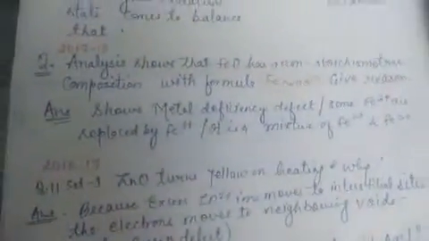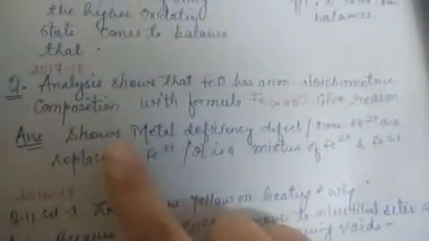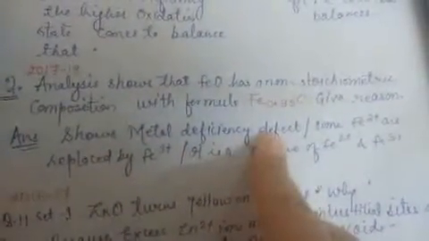In board exams few questions have been asked on this topic. One question was asked in 2017-18. Analysis shows that FeO has a non-stoichiometric composition with formula Fe0.95O. Give reason. The answer is, it shows metal deficiency defect, or you can write some Fe2+ are replaced by Fe3+, like I have explained.